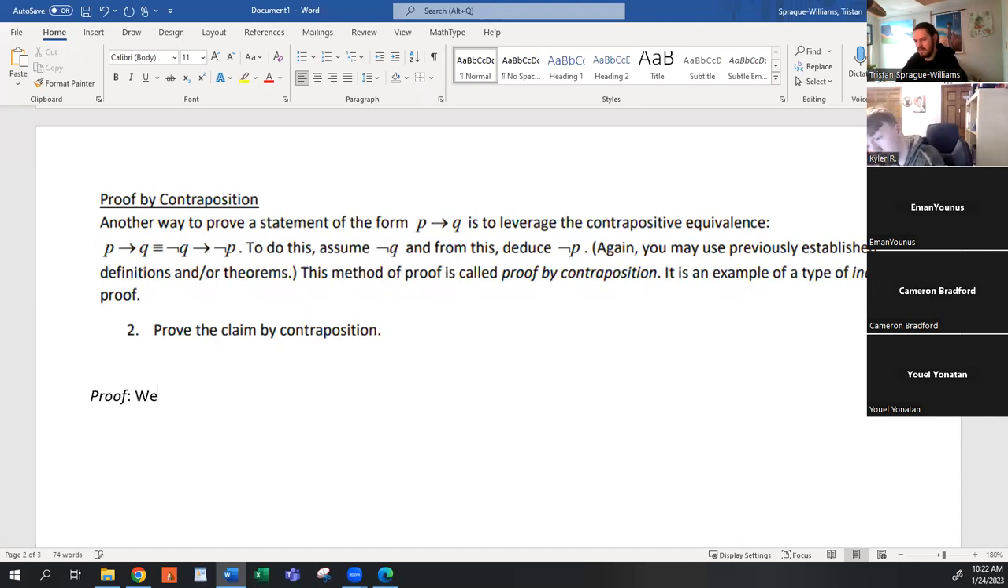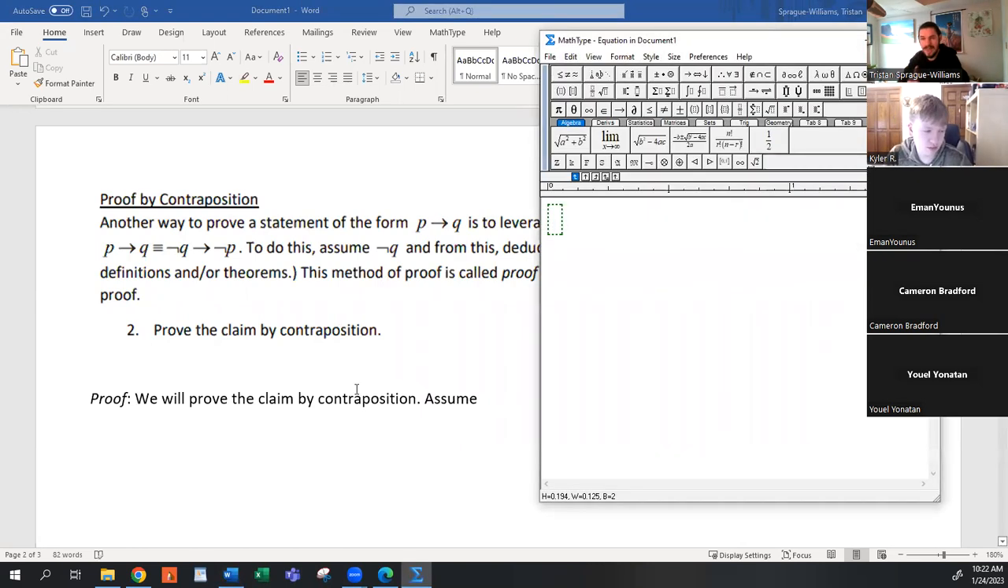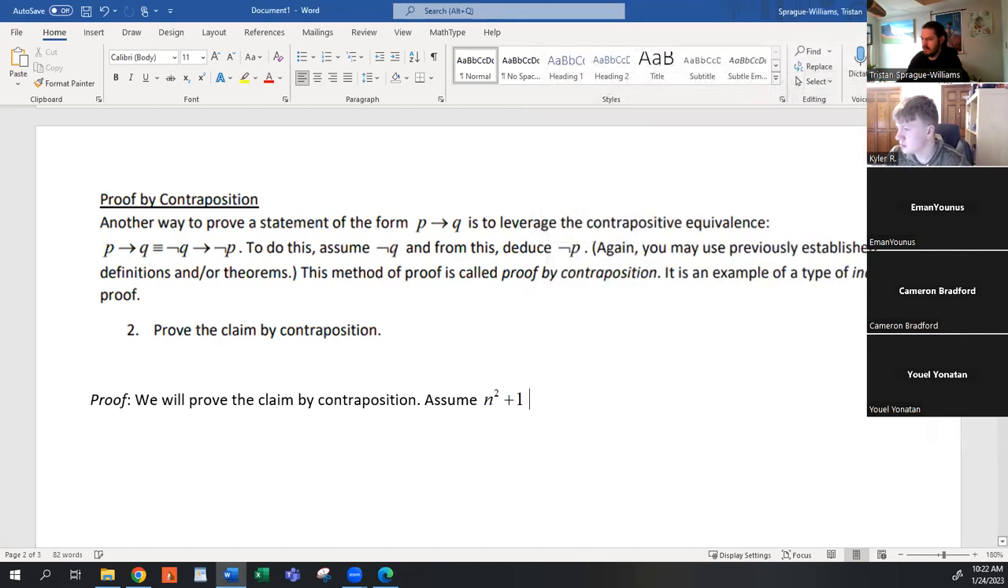Let's start our proof like this. We will prove the claim by contraposition. State what we're going to do, and then we'll say assume the negation of the conclusion. n squared plus 1 is not an odd integer.